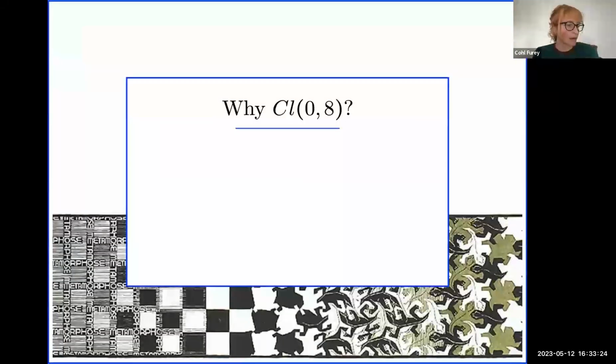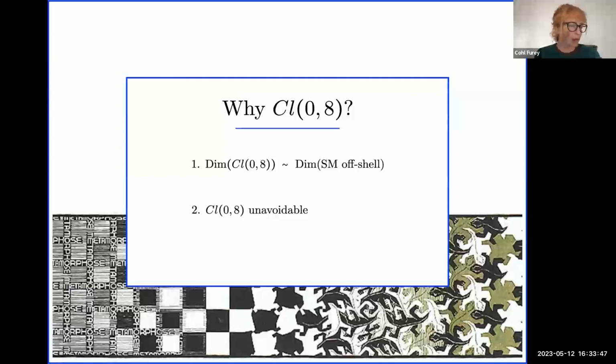Now, CL08 in and of itself is an algebra worth paying attention to for a number of reasons. Number one, it is roughly the right number of degrees of freedom of the standard model's off-shell states. So for CL08, we're looking for about 250 real degrees of freedom, and CL08 is 256 real. Number two, in the world of real Clifford algebras, CL08 is essentially unavoidable.